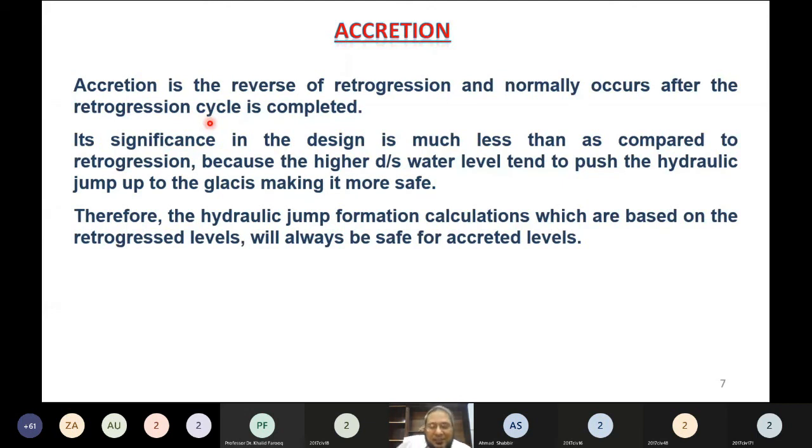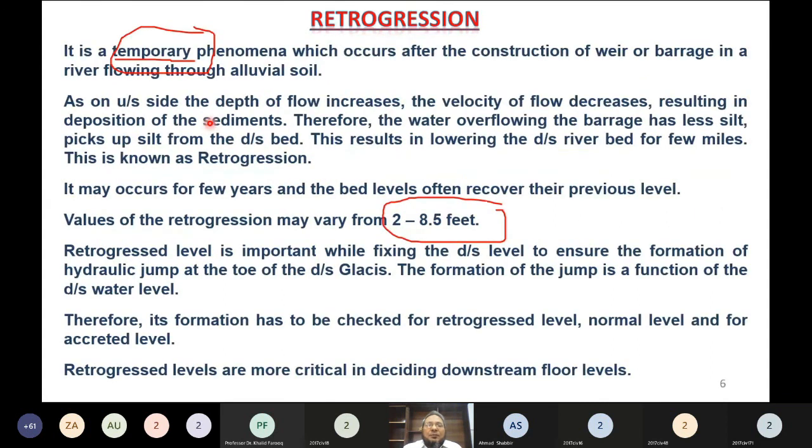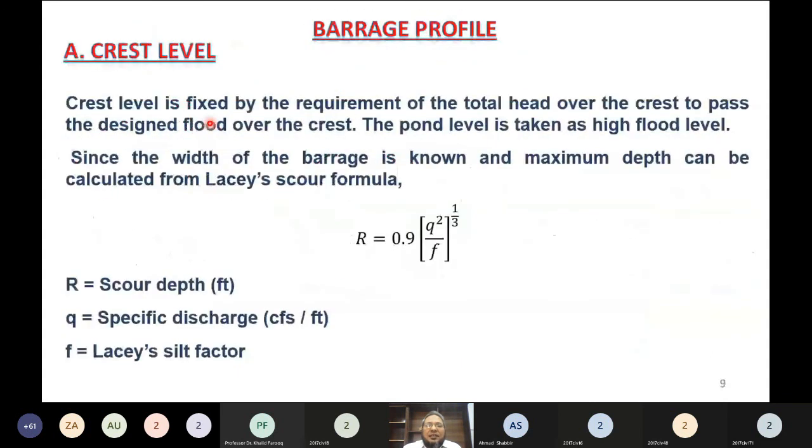So by the way, why does it take place? Previously, retrogression was taking place. And then after retrogression, why has the accretion started? Can somebody let me know? Can someone explain this phenomenon? Where is that our diagram? Here.